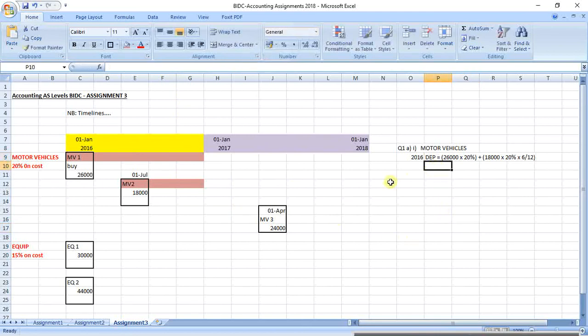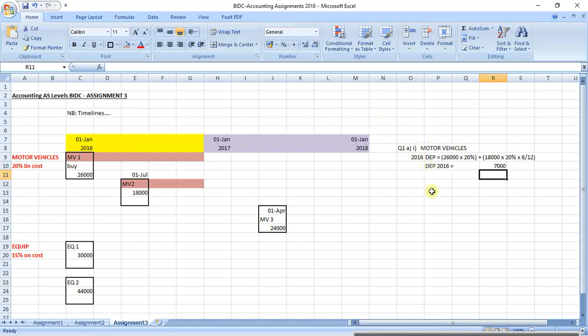Depreciation 2016 for motor vehicles is, okay, I don't want that there. Work it out for us. Enter. There, 7,000. Here's the first answer. Okay, cool. Okay, what did they want?